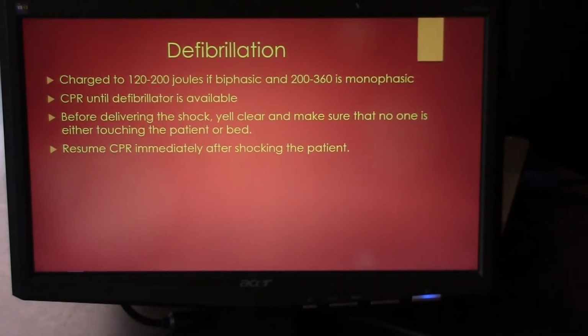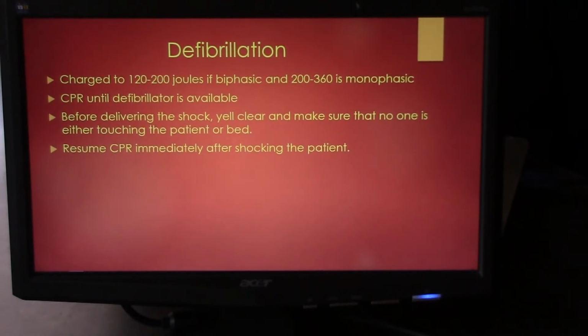Always resume CPR immediately after shocking the patient when the patient is defibrillated in a pulseless state. For example, if the patient's in VFib and you defibrillate them immediately, even if it shows normal sinus rhythm, resume CPR, because the theory behind that is that even if they return to a normal rhythm with a pulse, the cardiac output will still be low. Now, if they wake up right away, of course, don't start CPR because they have enough of a blood pressure to perfuse the brain.